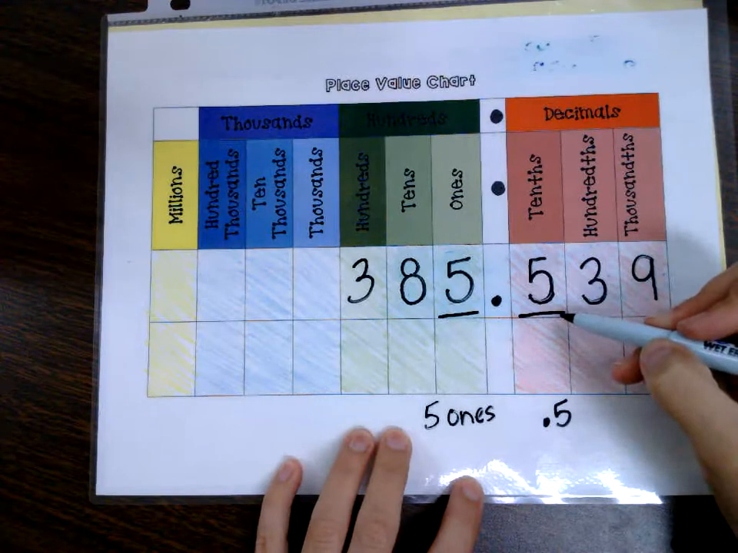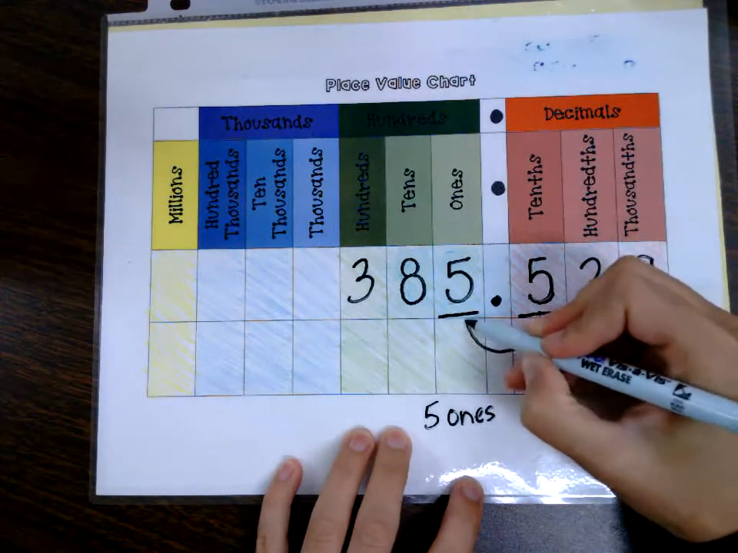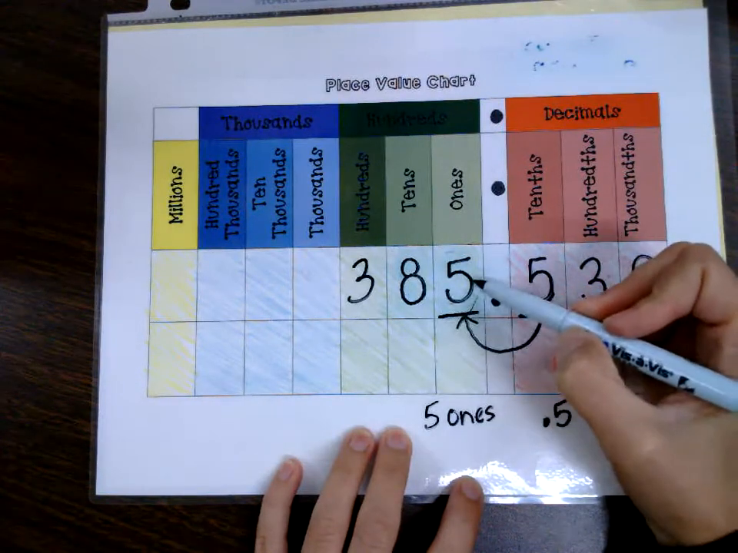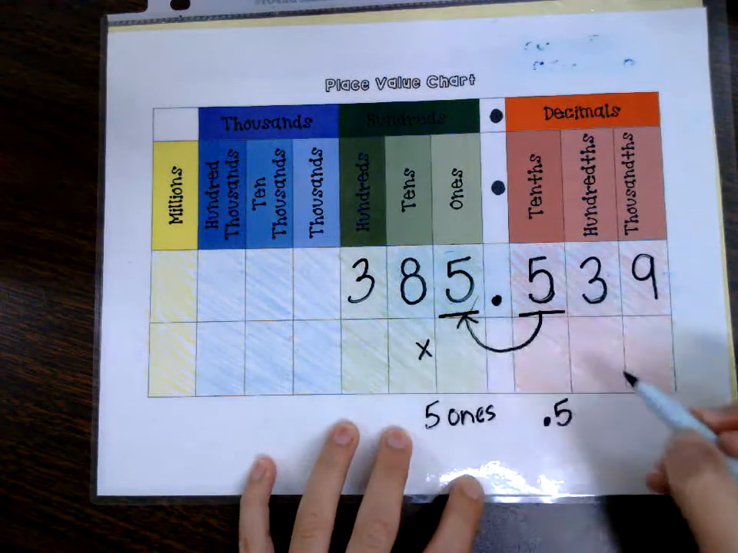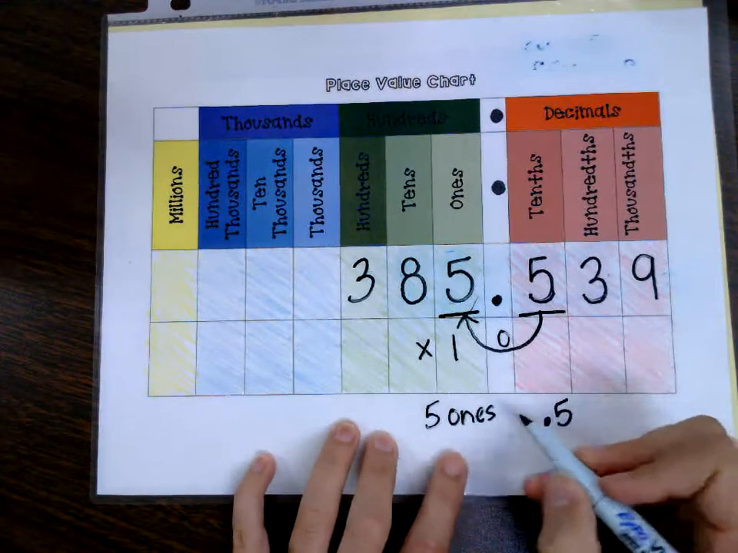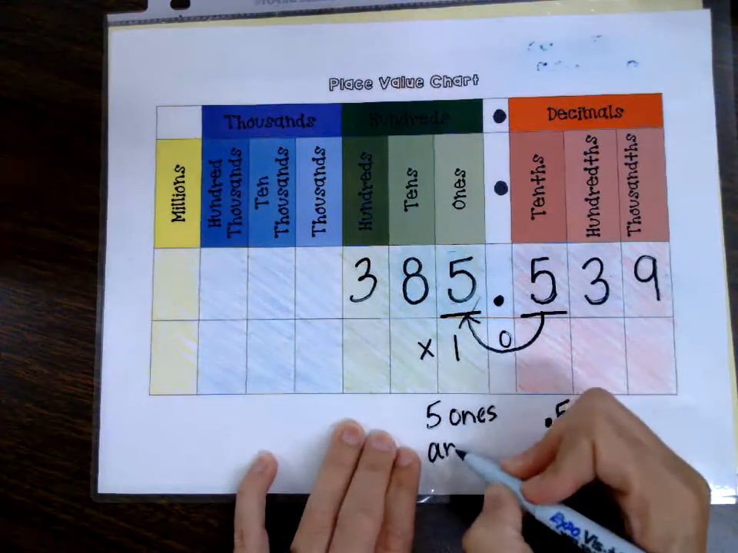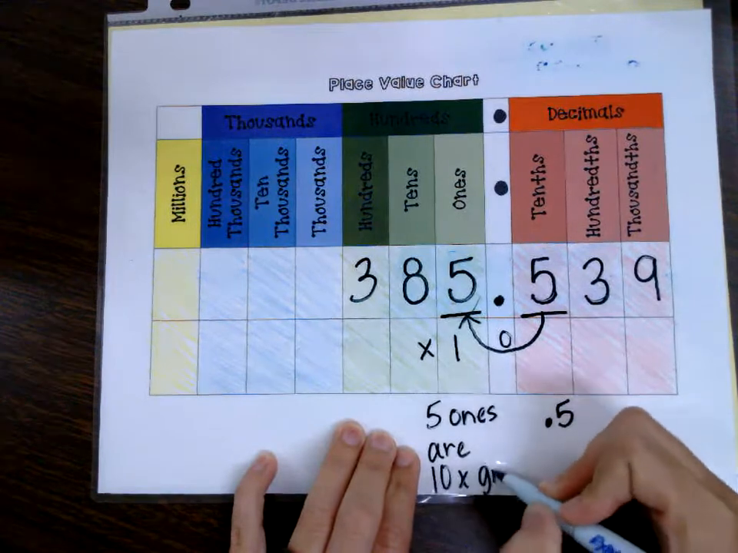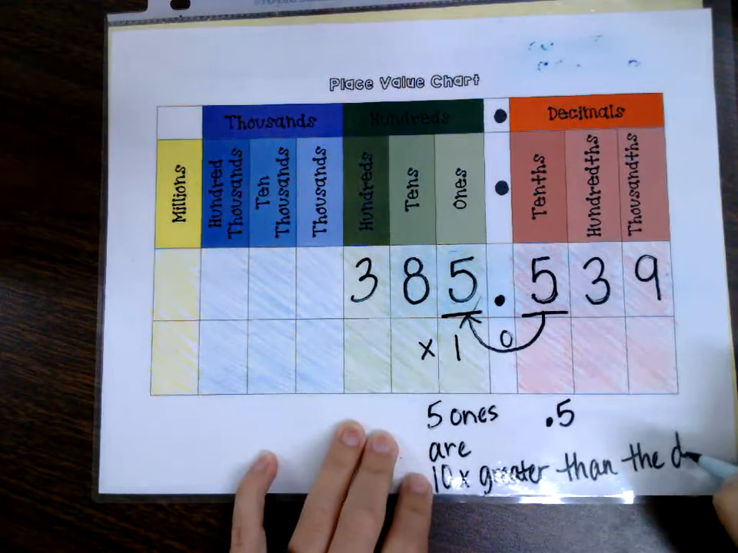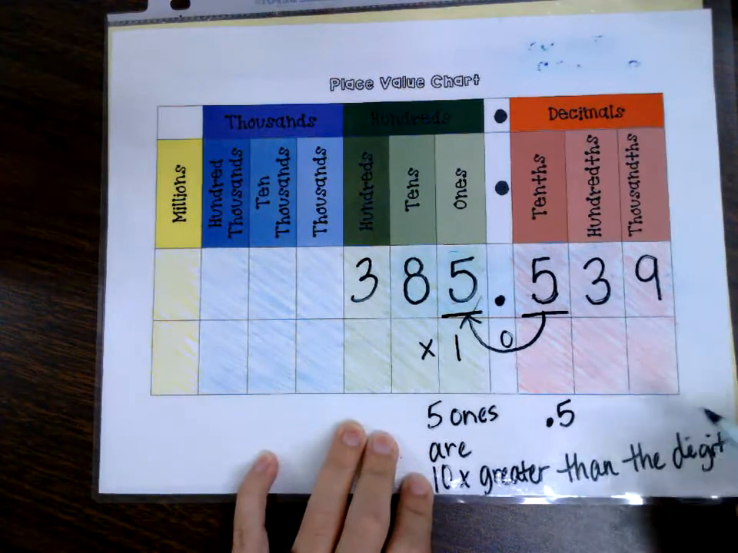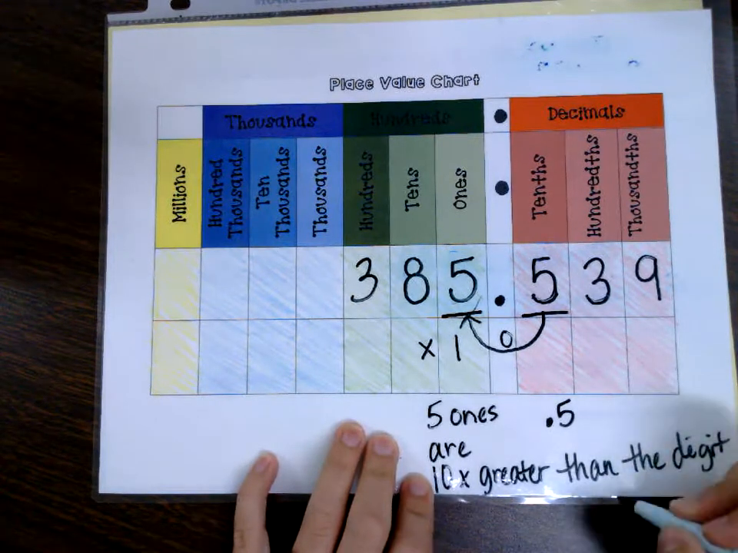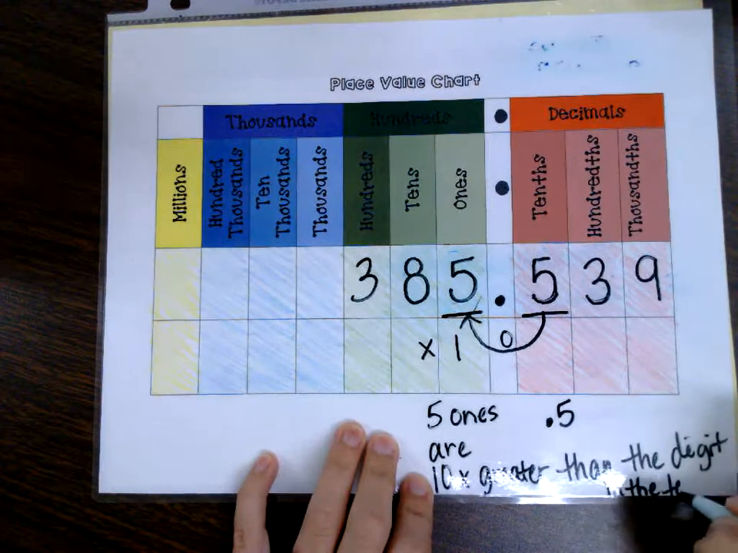Right here, I see that if I draw an arrow to show how much greater the 5 in the ones place is, I can write a multiplication, and I know that it is 10 times greater. So I can say 5 ones are 10 times greater than the digit 5 that is in the tenths place.